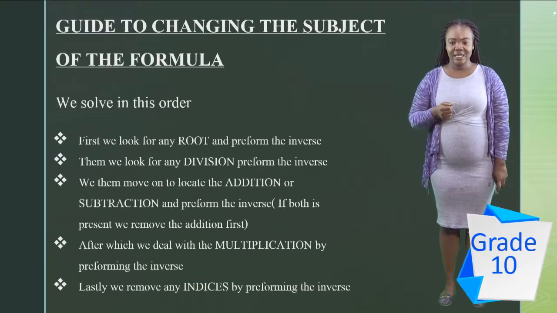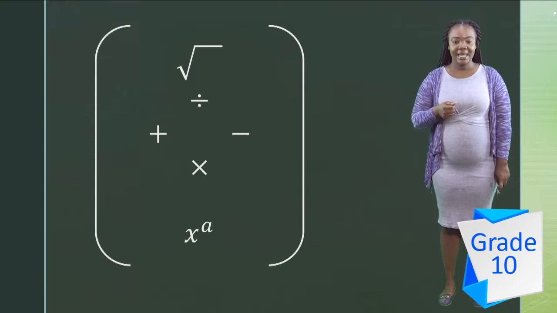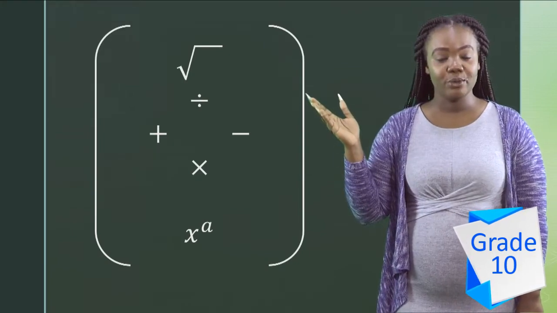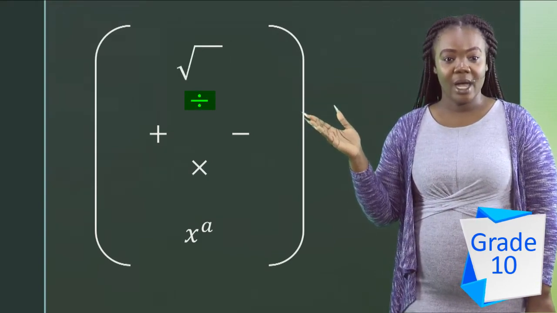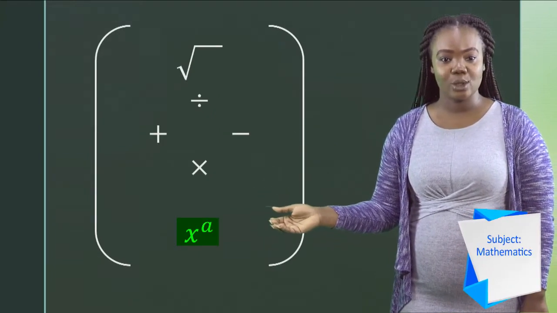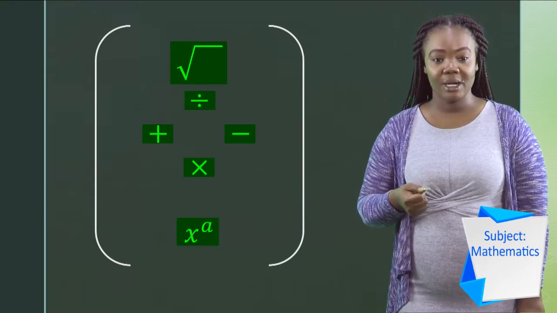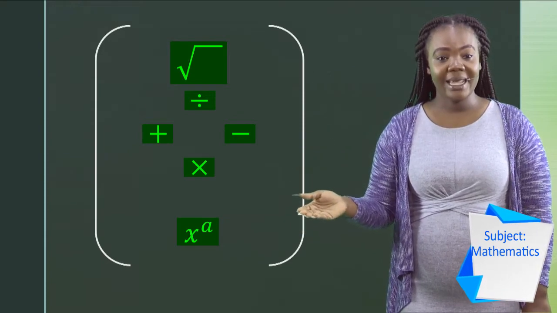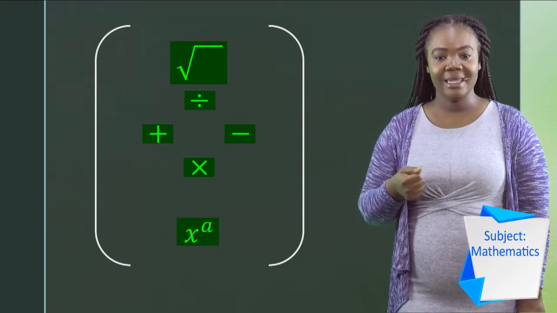Now, let's look at a representation of the information that is given here. Here we have the information represented in a pair of parentheses or a pair of brackets. Here you can see that at the top there is the root, which we would look for first if there is any. Then there is the division, the addition or the subtraction. Then we have the multiplication, and we look for the index last. So these are all operations that you look for when changing the subject of a formula, and it is very important that you perform the operations as they're given here. It helps to eliminate any possible errors, and it helps you to have a more accurate answer at the end of your working.